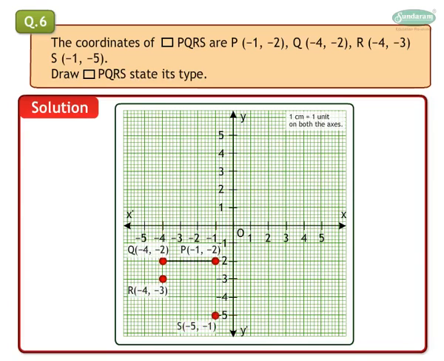Join the points P, Q, R, S. We get segment QR parallel to segment PS. Segment QP is not parallel to segment RS. Such a quadrilateral is called a trapezium.